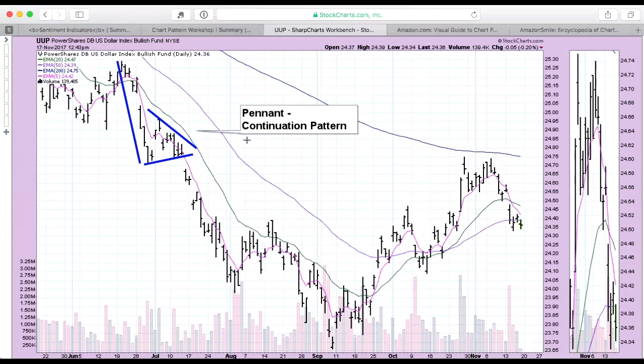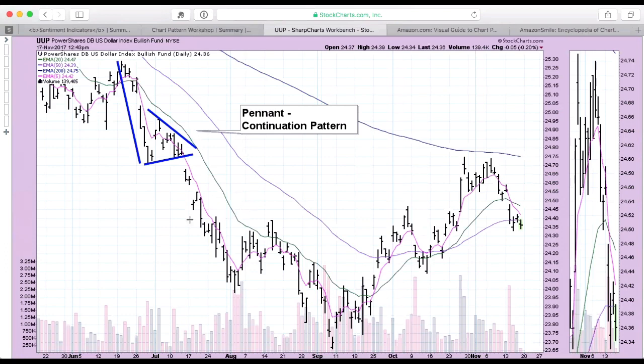I'm going to put together a really good PowerPoint and put that all together for you, and probably repeat this workshop another time in another couple months. So be prepared. And in the meantime, start looking for these patterns.